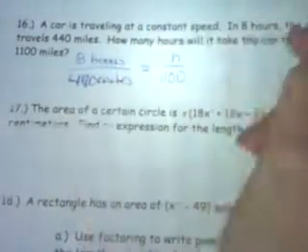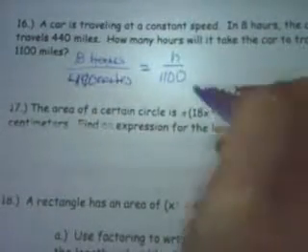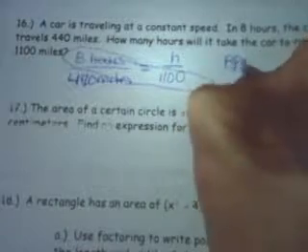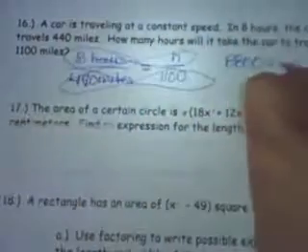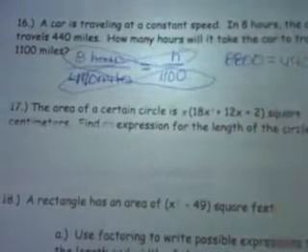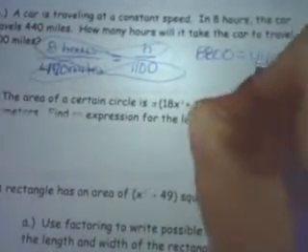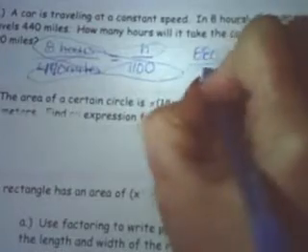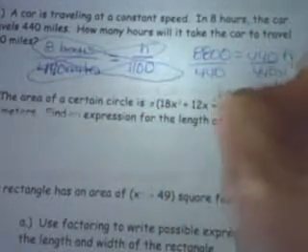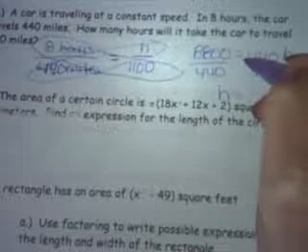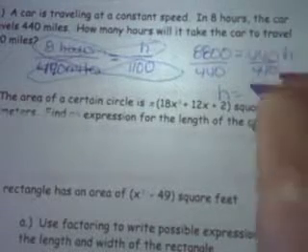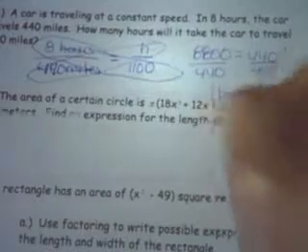Okay. So how do we solve a proportion? We're going to cross multiply. What is 8 times 1,100? We're going to get 8,800 equals 440 times h, which is 440h. To get h by itself, we're going to divide by 440 on each side. H is going to be 20 hours.